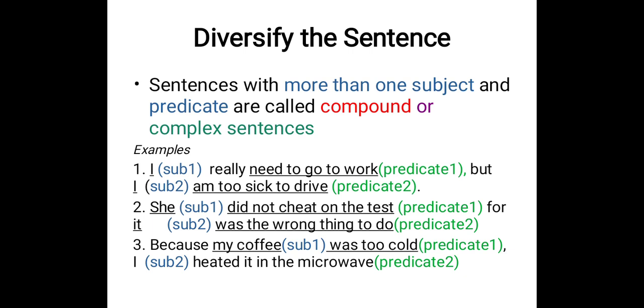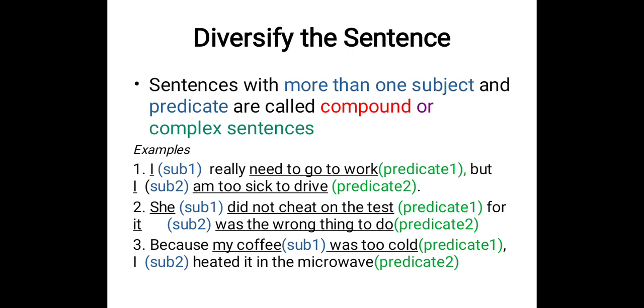But in sentences with more than one subject and one predicate, the pattern is different and they are called compound or complex sentences. See the examples given there. Sentence number 1. I really need to go to work, but I am too sick to drive. There are two subjects. I is the subject 1 and again I is subject 2.